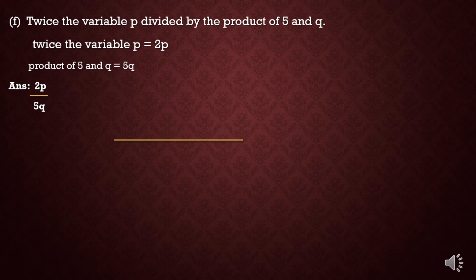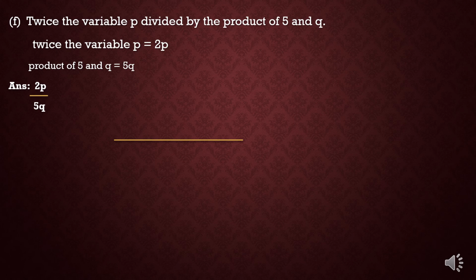Twice the variable p divided by the product of 5 and q. Twice means that the variable p will be multiplied by 2. So it will become 2p. And product of 5 and q means both should be multiplied. One is a variable and one is a number. So it will give me 5q.